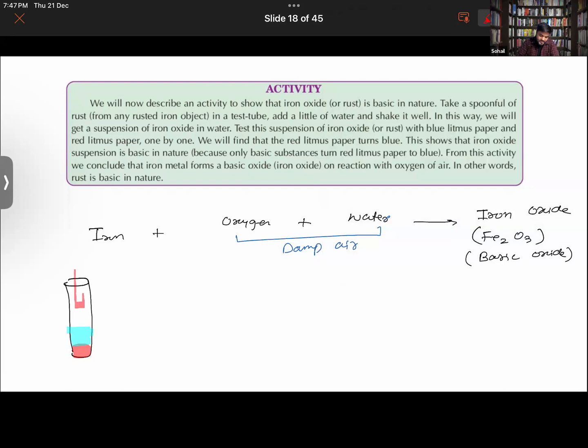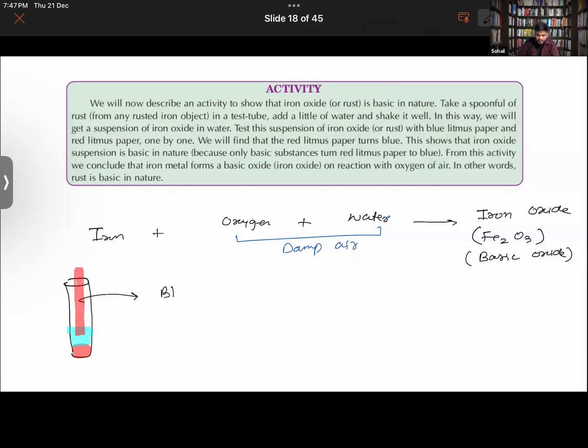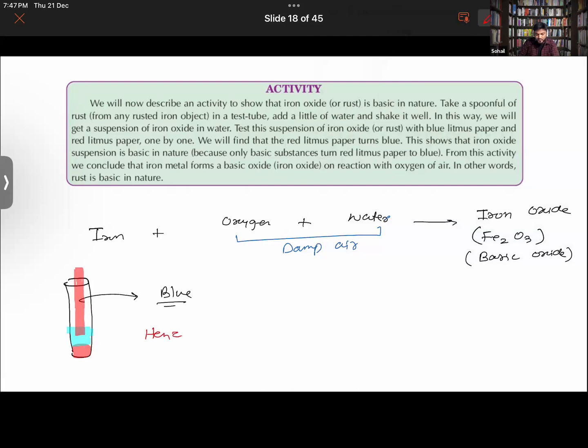So I will find that the red litmus paper will turn blue. When I dip it into this, it will turn blue in color. So that proves it is basic in nature. Hence, rust, that is iron oxide, is basic in nature. So basically now we can conclude that this is basic in nature.